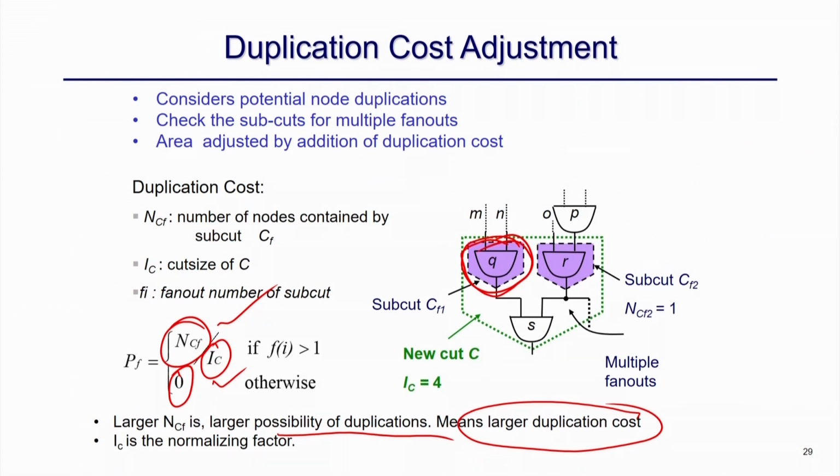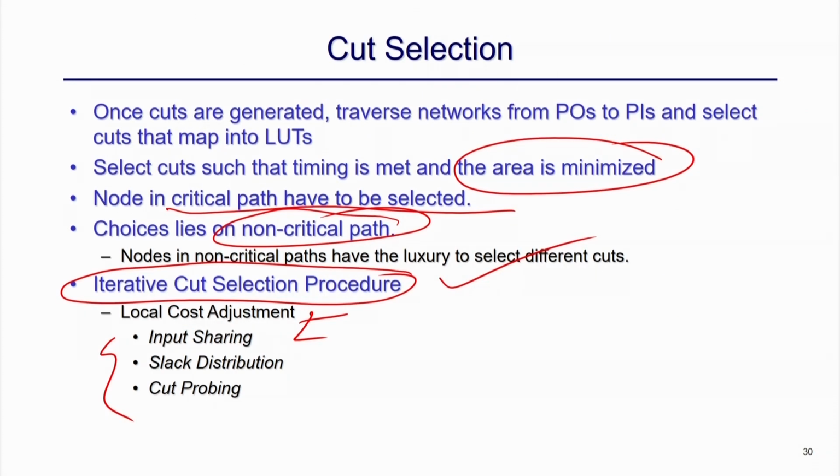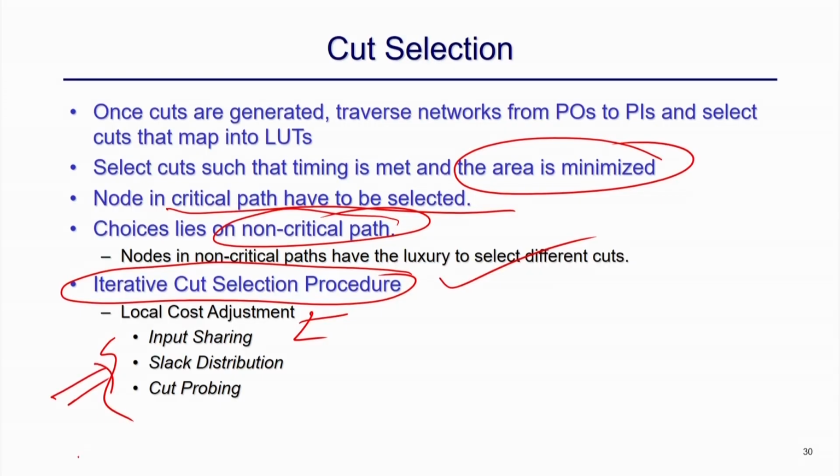So, once I select some cut, it has some impact on the surrounding cuts. As I mentioned, the actual cost also involves the fan-in and fan-out of the internal node and the fan-out of the output node. So all of these affect the actual cost. Once I select some node, it may have some impact on the surrounding nodes, so that has to be adjusted. That is the local cost adjustment.